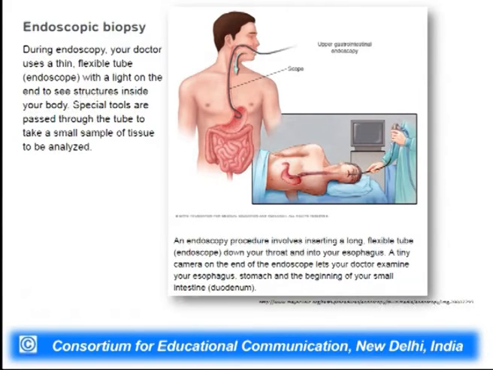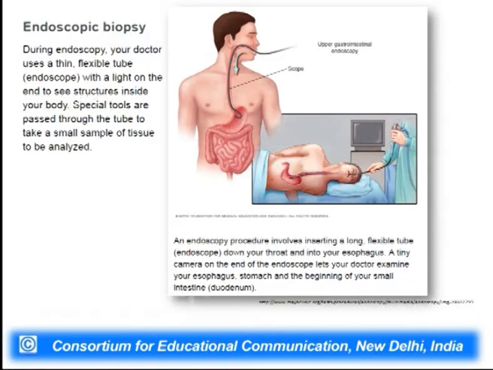So, in this endoscopic biopsy, the doctor inserts a thin flexible tube, many a times referred to as the endoscope, with a light or a torch present at the end to see the structure inside your body. These are special tools which are inserted through the mouth area, and these kinds of biopsies are generally done to examine the esophagus, stomach, and the small intestine, especially the duodenum part.